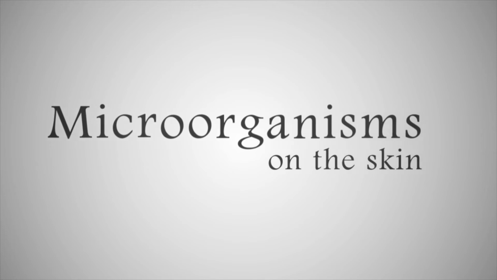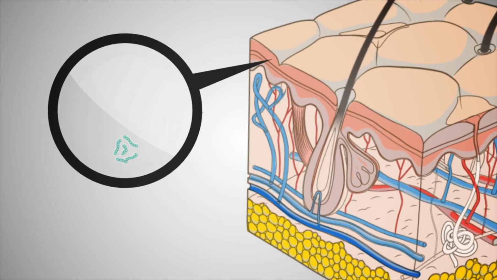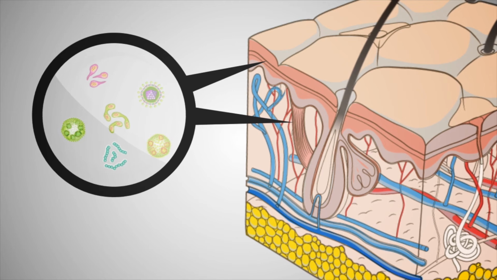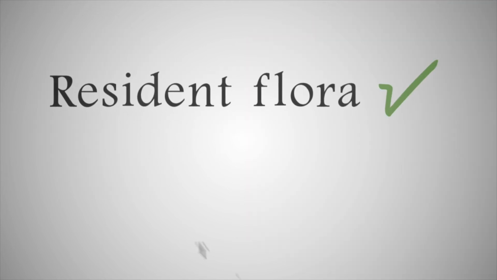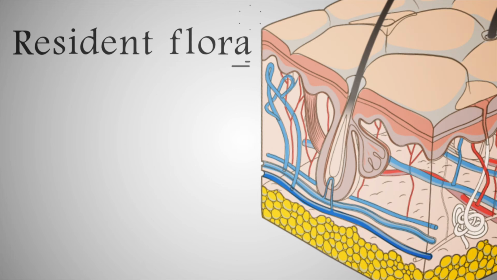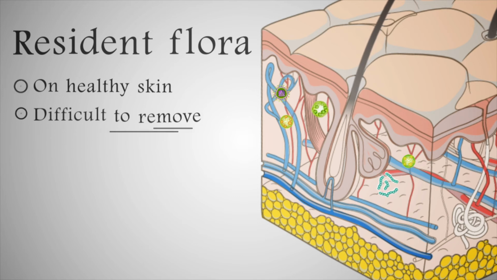Microorganisms on the skin. Microorganisms are found on both the outer surface and in the deeper skin layers. There are 2 types, the resident flora and the transient flora. The deeper layers contain the resident or commensal flora. They are found on healthy skin and are not easy to remove.